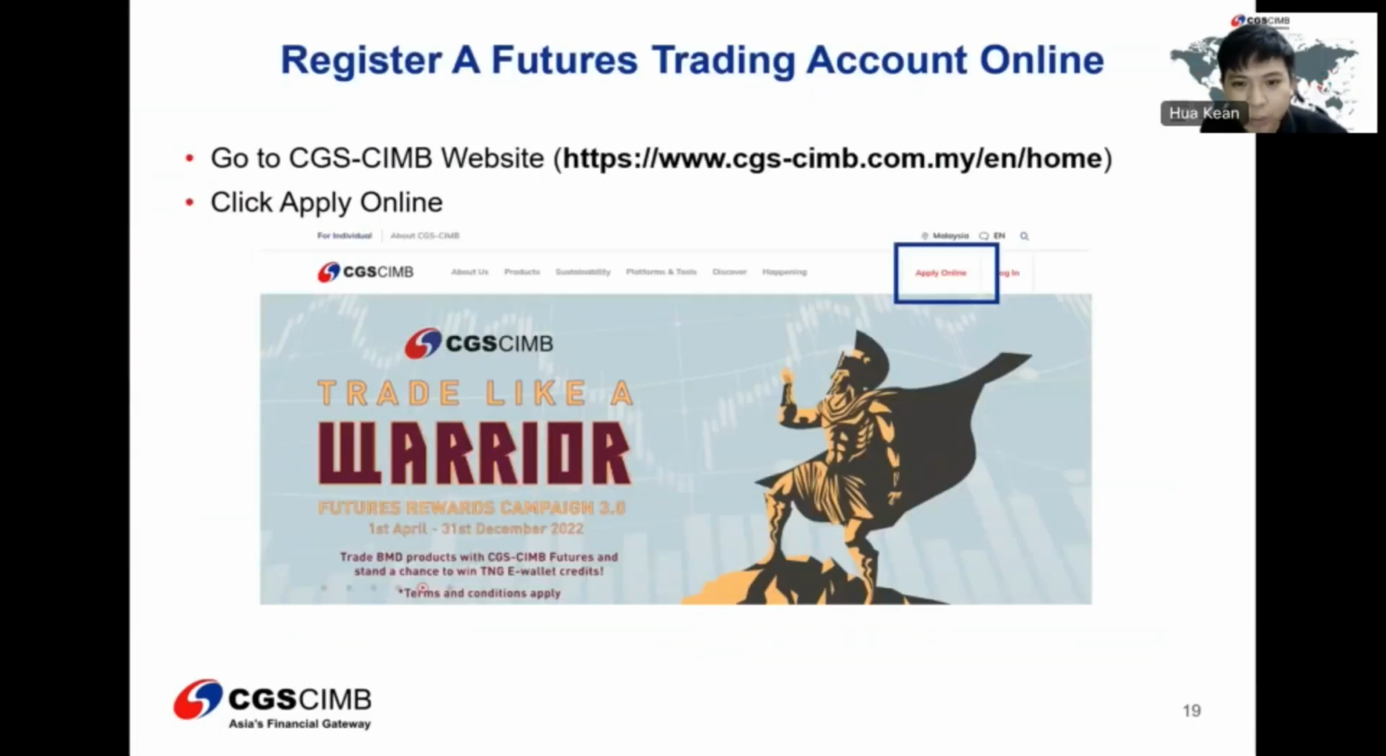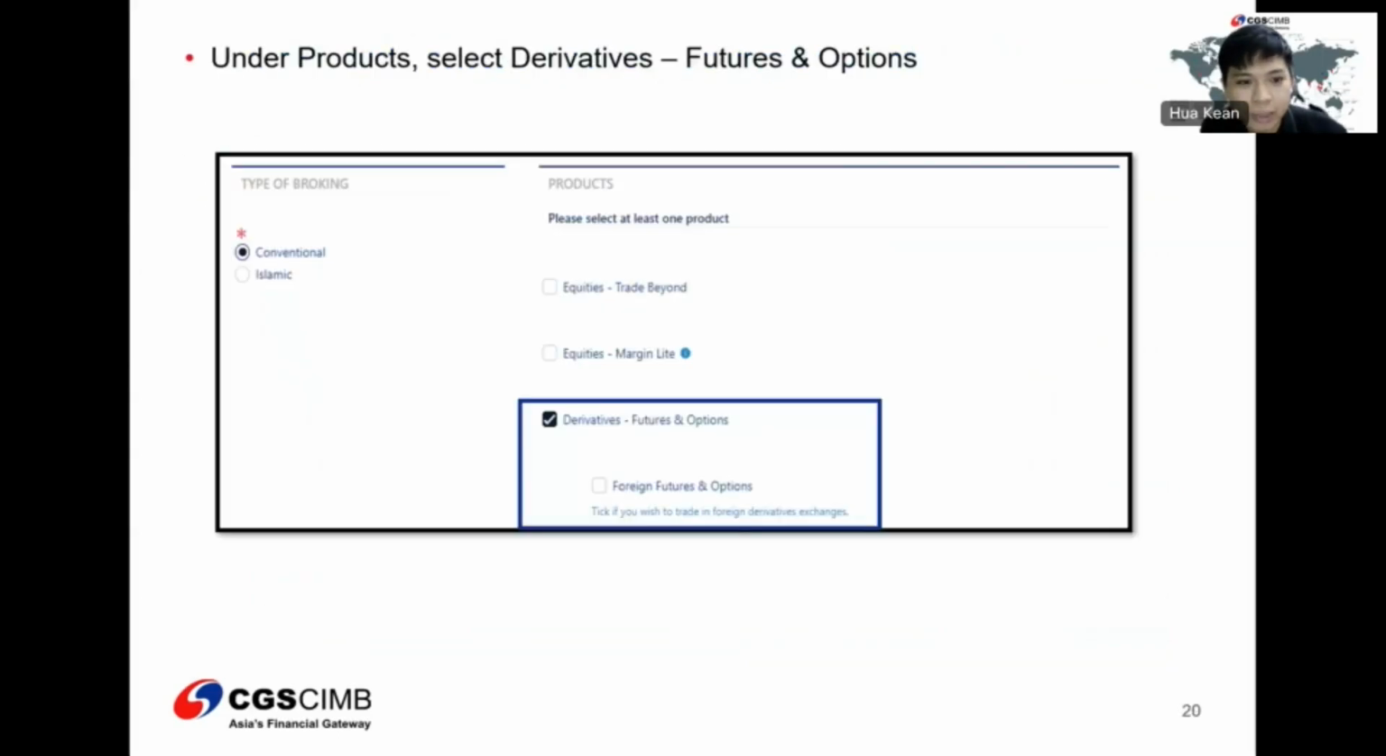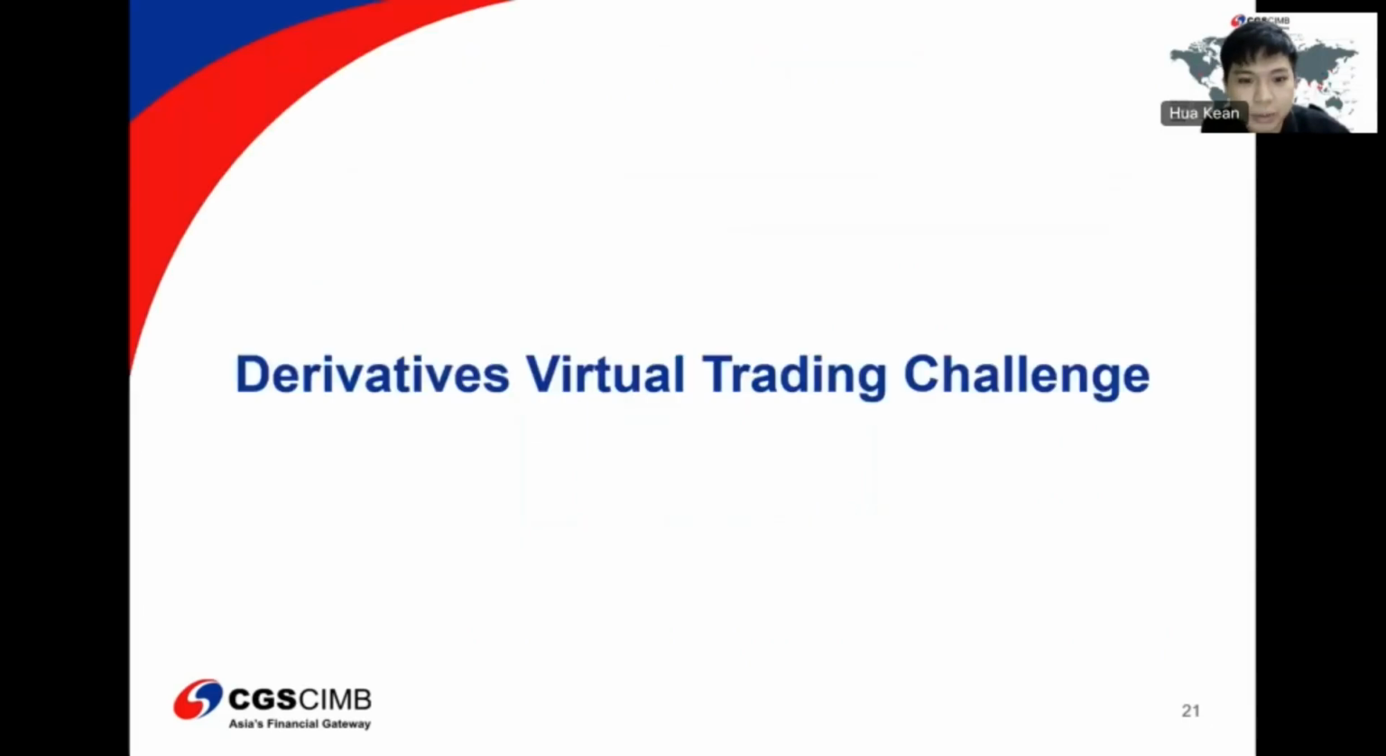For account opening, it's very easy. Just go to our website and click on Apply Online at the top right. Then select whether you want to open a conventional or Islamic account. If it's Islamic, it means Sharia compliance futures. You just need to take derivatives. After that, if you want a foreign or global account, you take foreign. If not, you just take derivatives. Okay, so that's it for our CGS CIMB. Now I'm going to talk about DVTC.